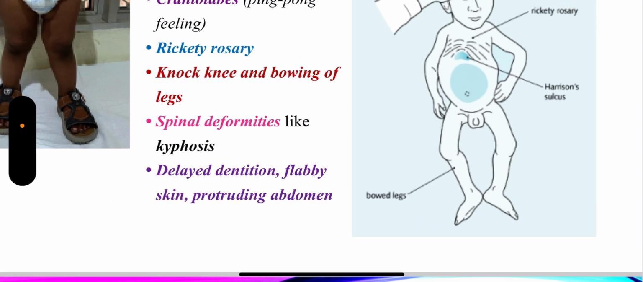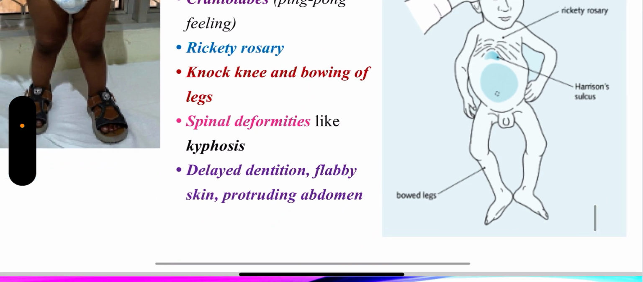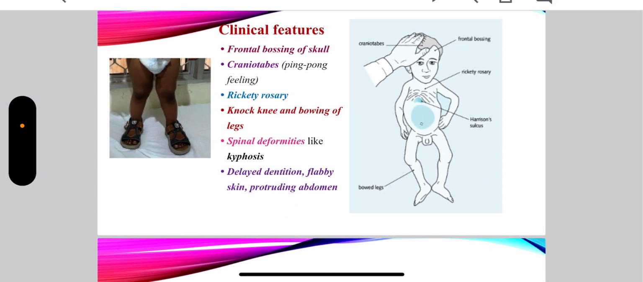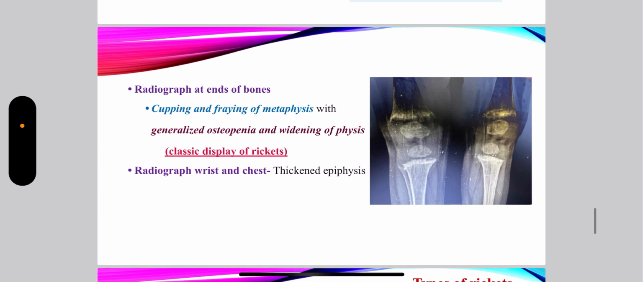The person can suffer from spinal deformities also, like kyphosis, delayed dentition, flabby skin, protruding abdomen. All these features can be seen in the person who is suffering from rickets. Have a look at the radiographs also. How can we diagnose the condition? By looking at the x-rays.